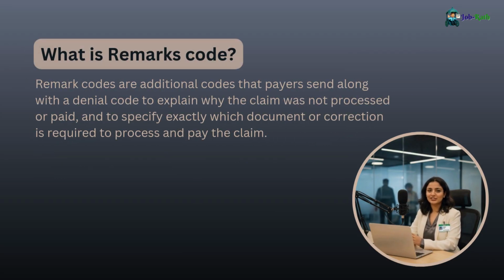Remark codes are additional codes that payers send along with a denial code to explain why the claim was not processed or paid and to specify exactly which document or correction is required to process and pay the claim. CO-16 without remark codes is like a patient who is saying, "I have pain," but not telling you where.